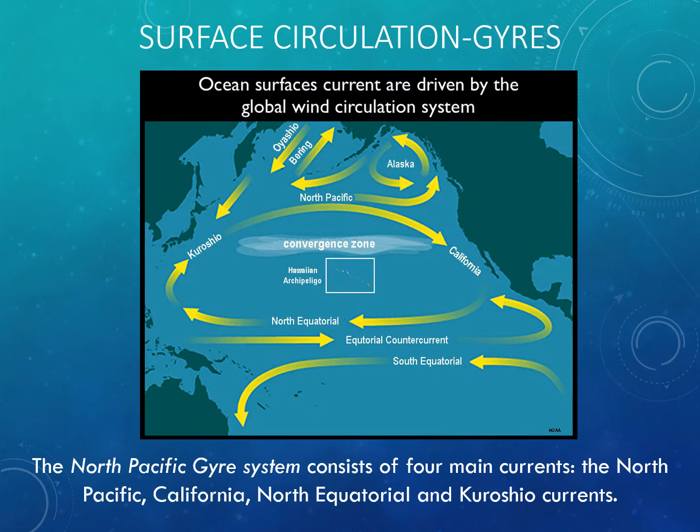The North Pacific gyre system consists of 4 main currents. The North Pacific current, which flows in the northernmost latitude around 60 degrees or so, the boundary point between 30 and 60 degrees. We've got the California current, which flows southward from the North Pacific along our coast. The North Equatorial current, which flows westward, and the Kuroshio current, which flows northward along the Japan coast.